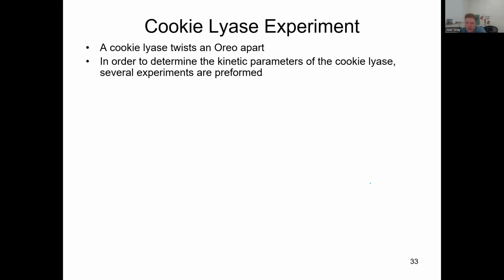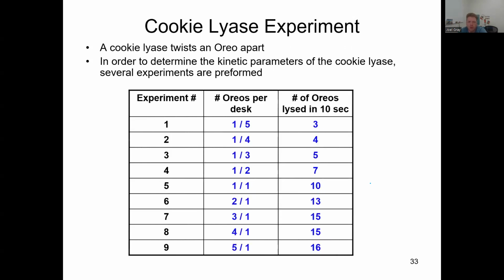And in order to determine the kinetic parameters of the cookie lyase, several experiments are performed. So what we would do is set students out at different desks and distribute Oreos in a ratio of number of Oreos per desk. We started out with 5 desks, and you would give 1 Oreo per 5 desks. Then the ratio would increase to 1 Oreo per every 4 desks, 1 Oreo per every 3, 2, and then ultimately, when you had these 5 desks where people were seated, you would start out with 1 Oreo here, and then you would time for 10 seconds.